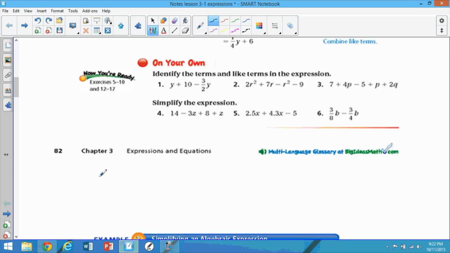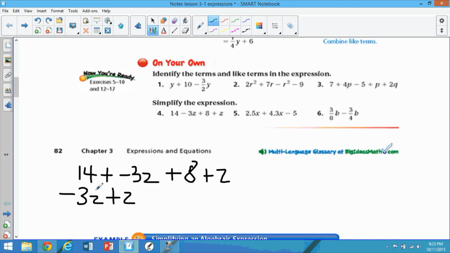Okay, so if I have 14, I'm going to rewrite this as 14 plus a negative 3z plus 8 plus z. Okay, so my z's go together and my numbers go together. So I have a negative 3z plus z, I moved all my z's together, plus 14 plus 8. A negative 3z plus z is a negative and a positive here. Remember, there's an imaginary 1 in front of there, okay? So a negative 3 plus a positive 1 means it's going to be a negative 2z.